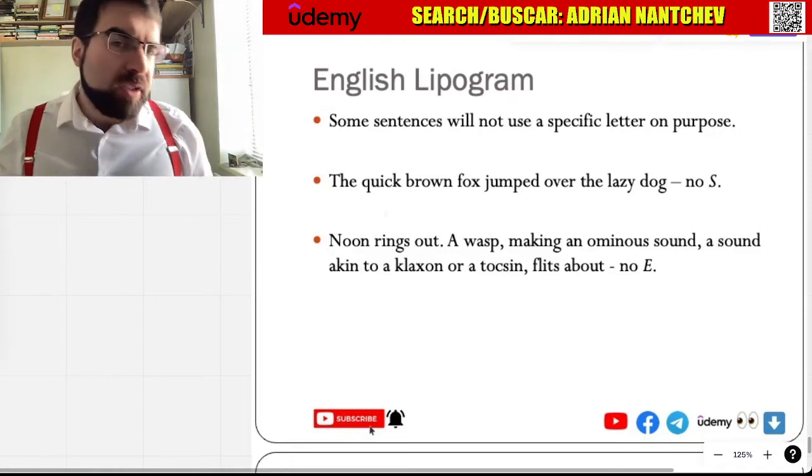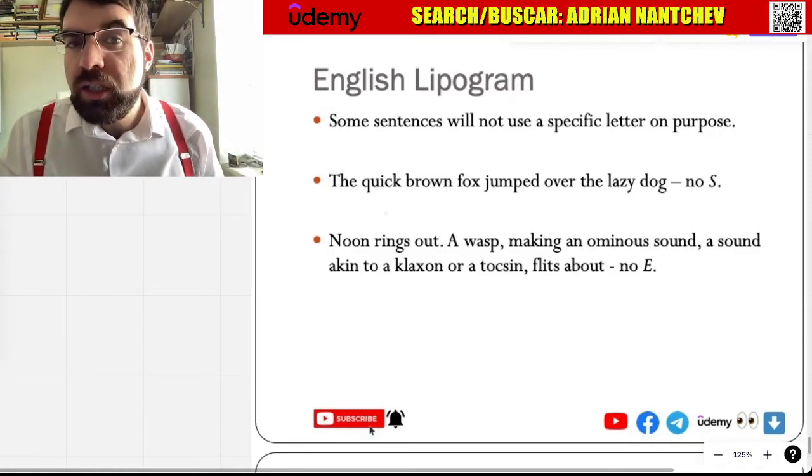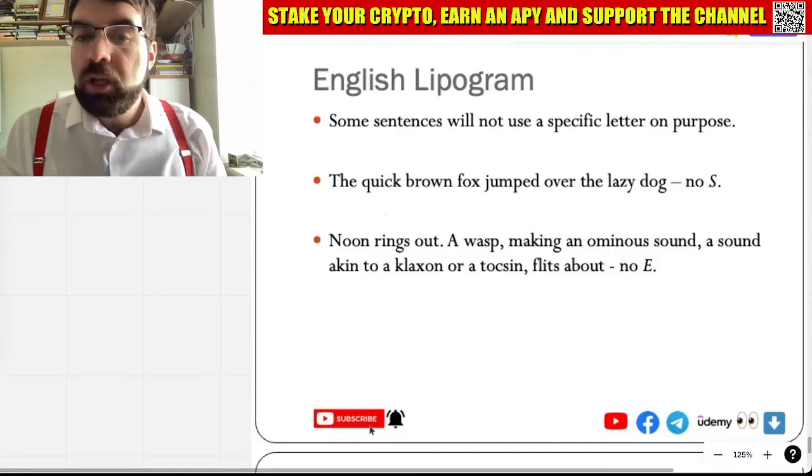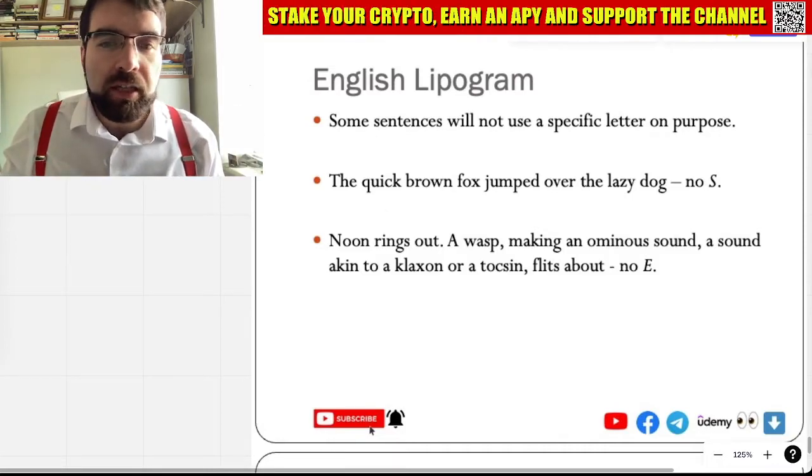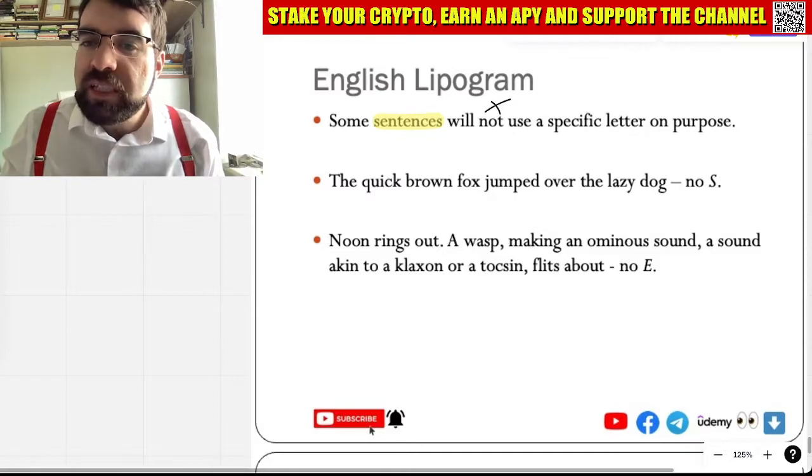All right, language explorers. So let's look at English lipogram. So some sentences in English will not use a specific letter.